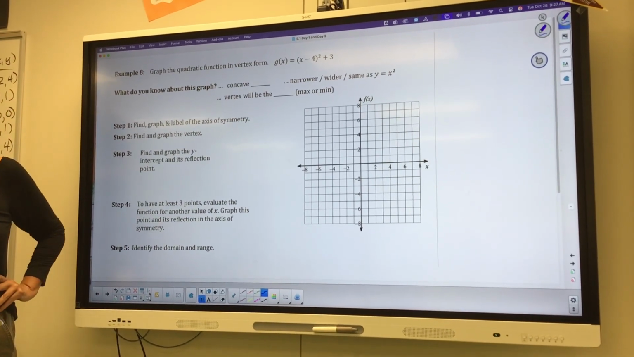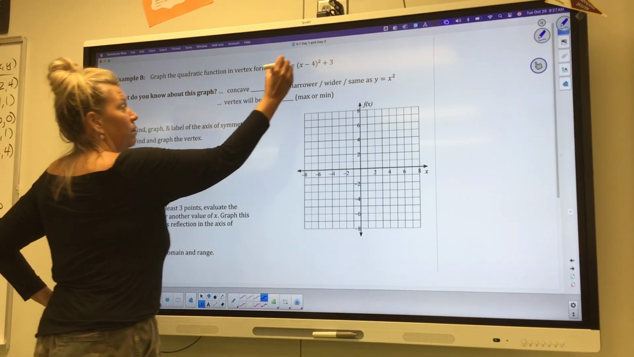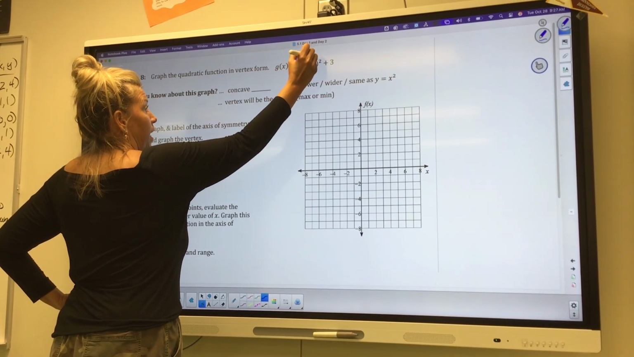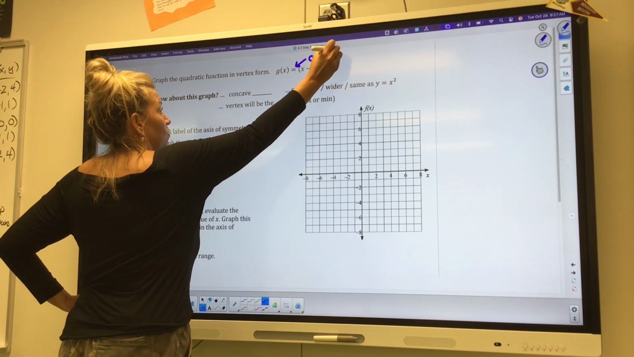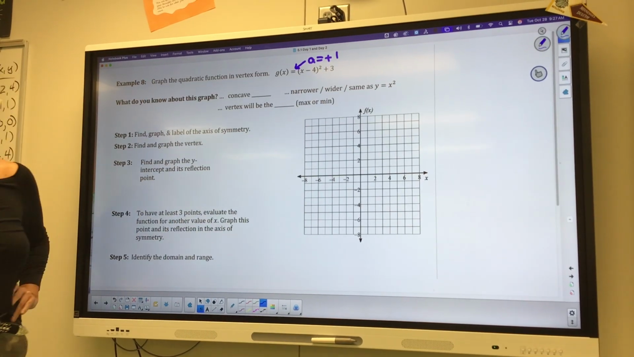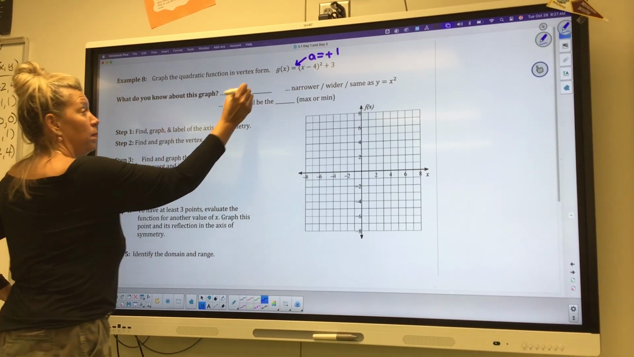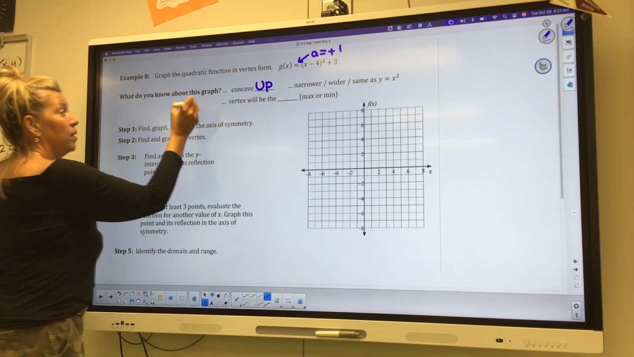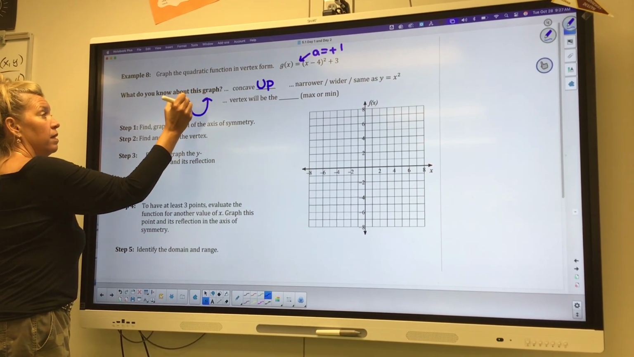This is on graphing in vertex form. First thing we want to identify is the A. The A is a positive 1, so that's going to tell us that this graph is going to open up. So the parabola will look like this.